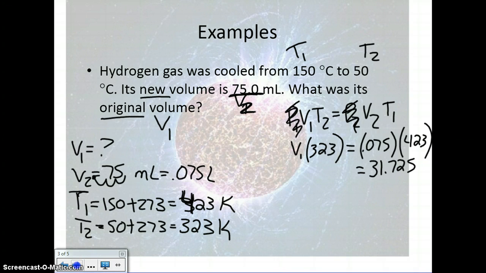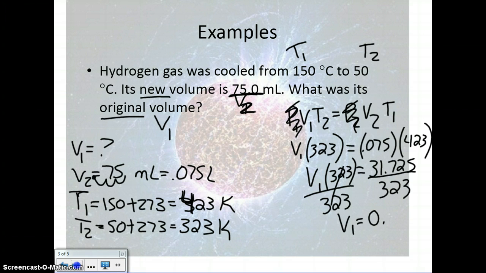31.725, and that's equal to V1 times 323. So now we're going to divide by 323 on both sides. And that gives us our V1 of 0.98. 0.98. And then how about sig figs?